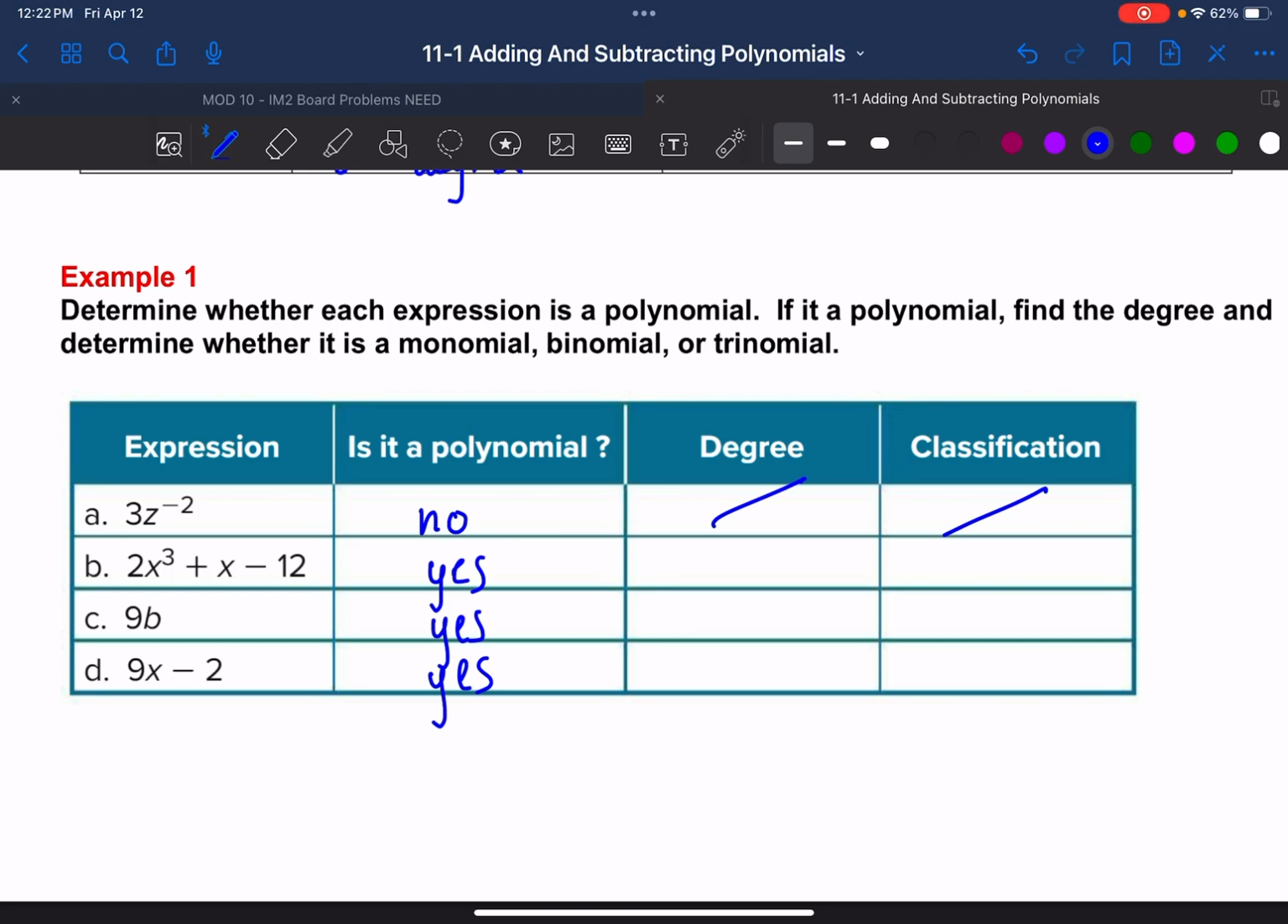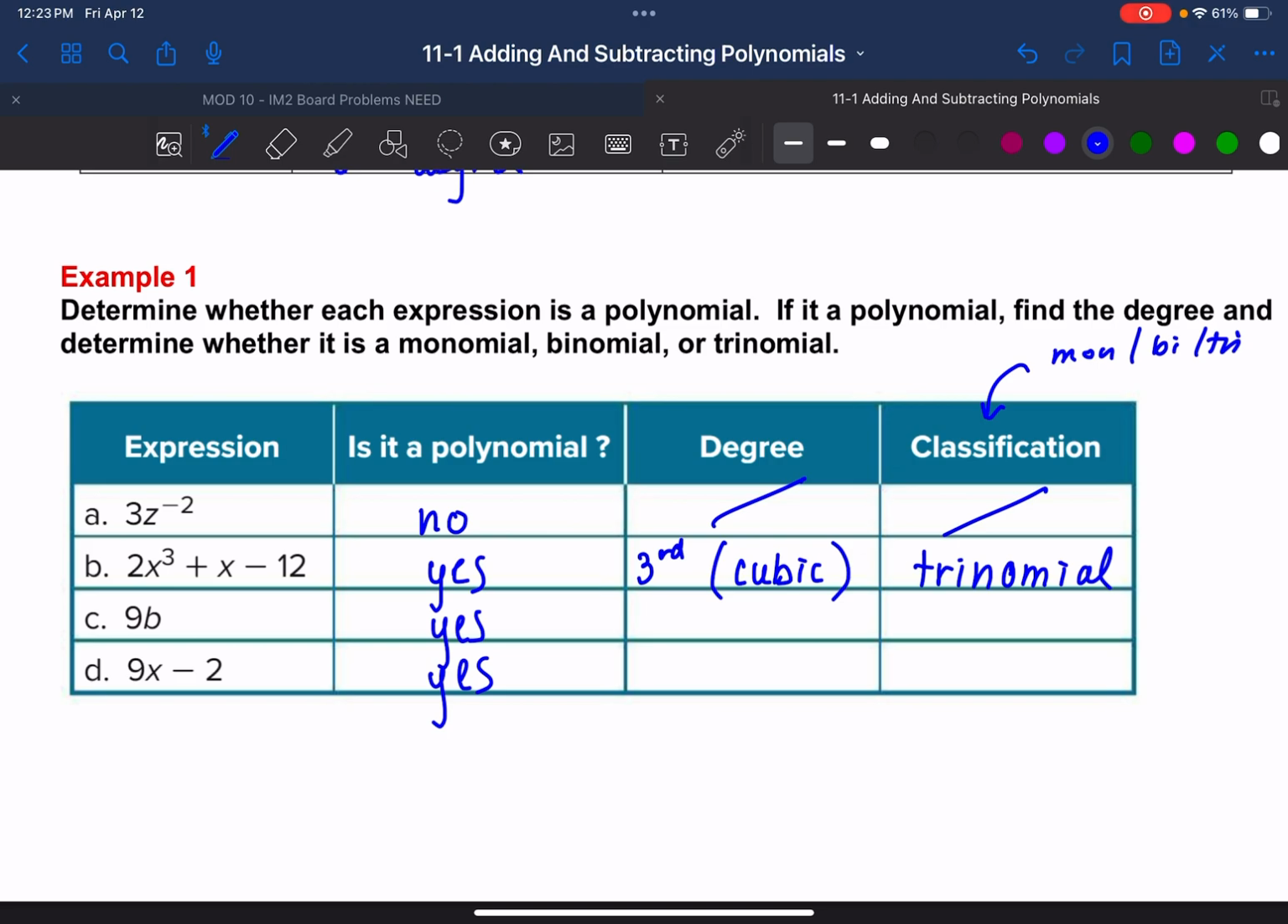Okay. So we can classify B, C, and D by its degree. And the classification, I think I would be more specific. What they mean is a monomial, binomial, or trinomial. Okay. So we would call B by the degree would be a 3rd degree, or we call that a cubic. Okay. And of course it has 3 terms, so we're going to say that's a cubic trinomial.